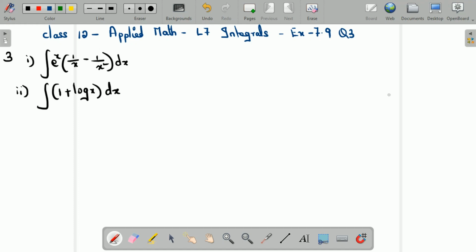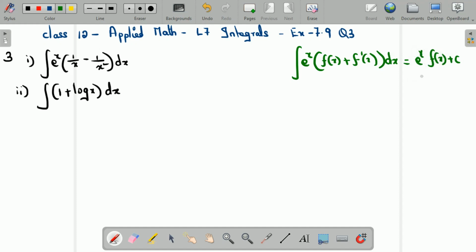In this video, let's find the solution for the third question in exercise 7.9. Integral of e power x into 1 by x minus 1 by x squared dx. Now this is of the form integral e power x into f of x plus f dash of x dx is equal to e power x f of x plus c.